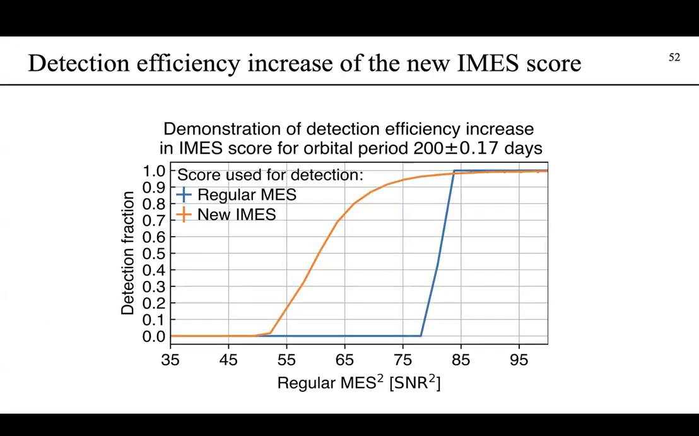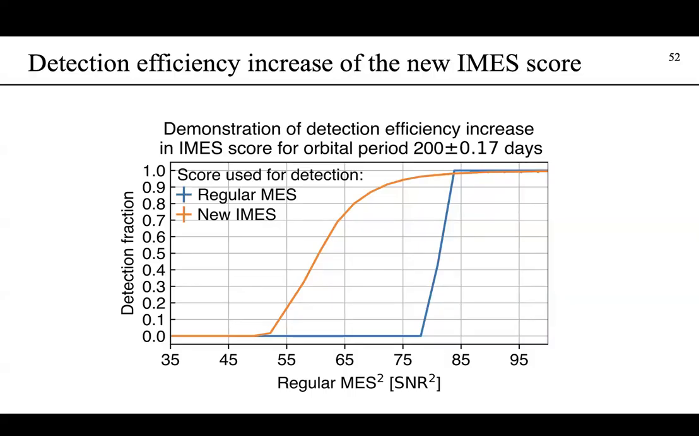Can I ask a quick clarification? I'm a little bit confused about putting the two different multiple event statistics on the same figure if they're calculated in different ways. In other words, if I take a given light curve, it will have a different MES calculated through your non-Gaussian approach and the Gaussian approach. Yeah, so here it is indeed tricky to plot it.